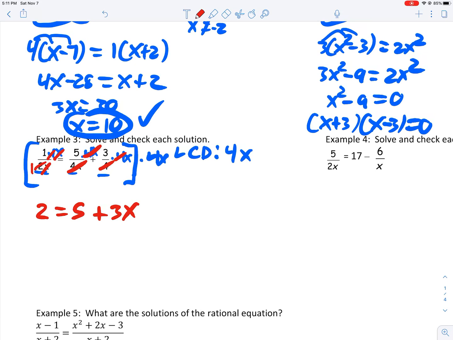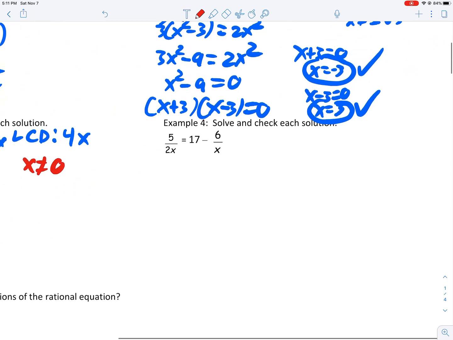So now I can subtract the 5. So you get negative 3 equals 3x. Divide, negative 1 equals x. And we always forget to check what the denominators can equal. In this case, x cannot equal 0. So we're good. There we go.